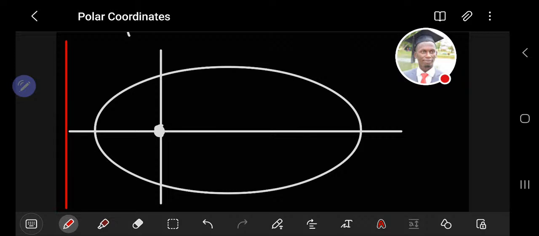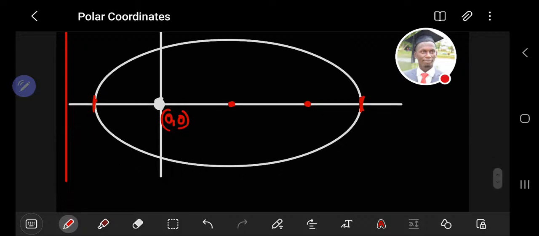Okay. Now, again, this is at the origin, so I have 0, 0 here. But we need to identify a few things. We need to identify what this is. We need to identify what the center of this ellipse is. We also need to find where the other foci is going to be. Now, how do we do all that?